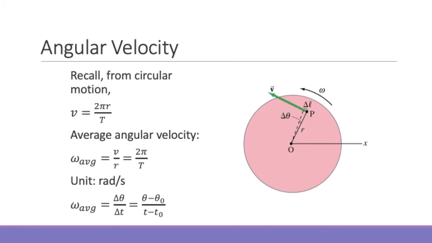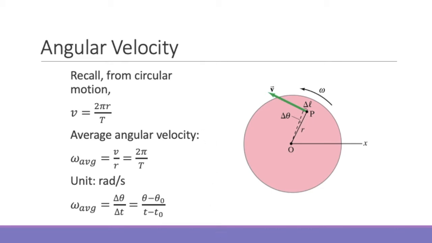Now let's look at angular velocity. Recall from circular motion that the speed of a point on the object as it rotates in a circle of radius r is the circumference divided by the time required for one cycle of the motion, or the period. So we had v equals 2 pi r over the period, which gives a speed in meters per second. For an object moving at a constant speed, the formula gives that constant speed, but if the object is accelerating, then it will give the average speed.